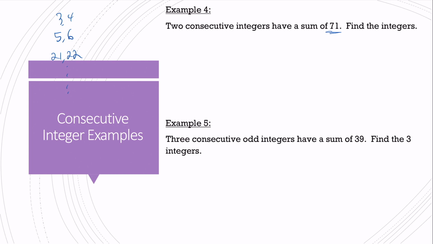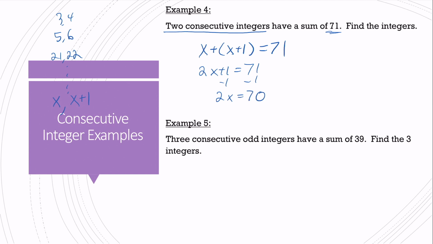So if I have some integer x, the number after it is going to be x plus 1. So if I take the sum of two consecutive integers, I could have x plus x plus 1 equals 71. This is an equation in one variable that I can solve. So I'm going to go ahead and combine my like terms. So I have 2x plus 1 equals 71. Subtract 1 from both sides. 2x is 70. Divide by 2, x is 35. So if x is 35, the two consecutive integers are 35 and 36. And we can check our work by adding those two together.